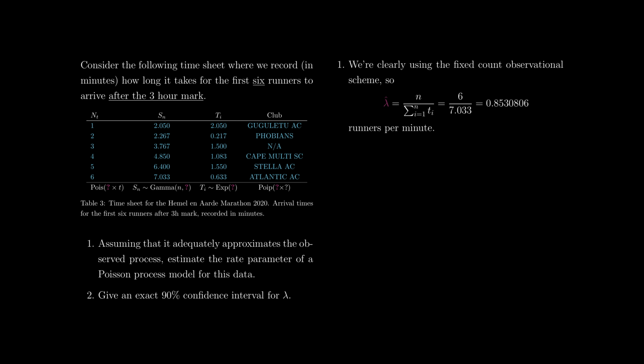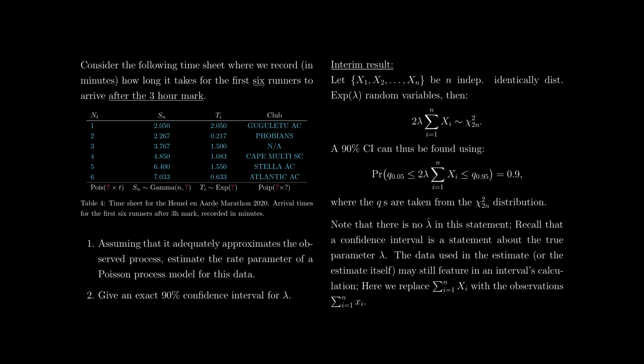Okay, and for this we'll actually need an interim result, and the interim result is as follows. Let x1, x2, all the way up to xn be n independent identically distributed exponential lambda random variables. Then we construct a new random variable, which is just 2 times lambda times the sum over all of the xi's. Then that random variable must be distributed as chi-squared with 2n degrees of freedom.